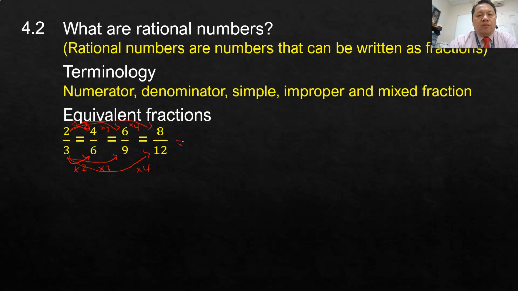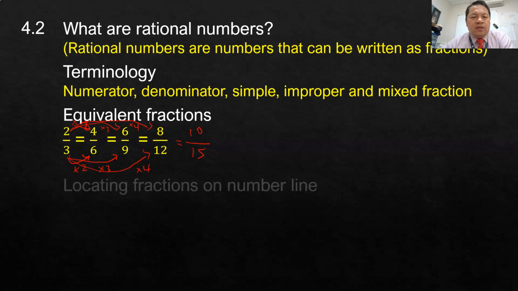Of course, the last one, let's say we want to continue. The fifth one will be numerator times 5. That's how I get 10. Denominator times 5. That's how I get 15. I hope all of you can remember this concept. We have touched quite a fair bit during the last lesson.